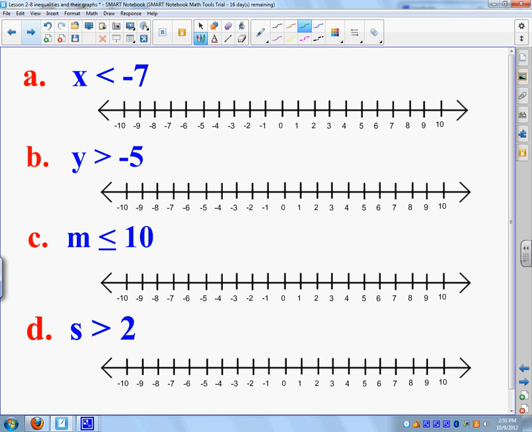All right, try these 4 examples, push pause, and then come back and we will go over them.